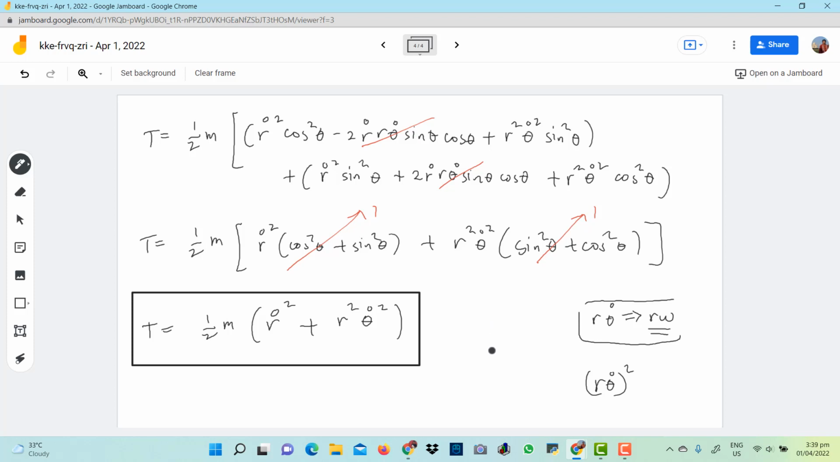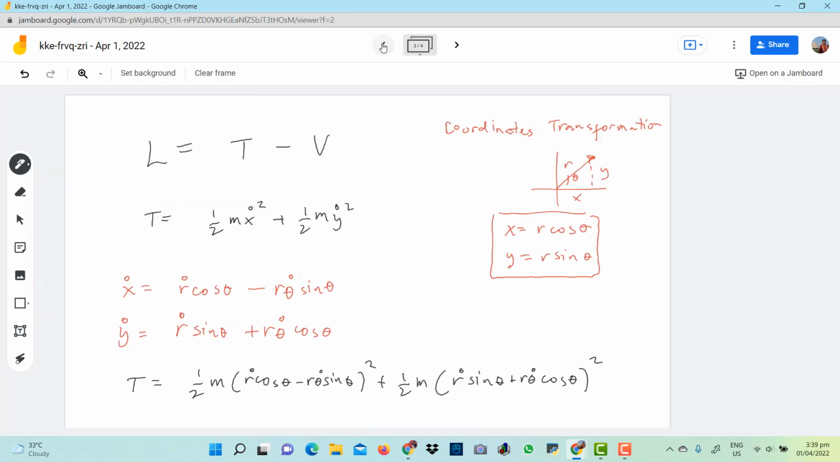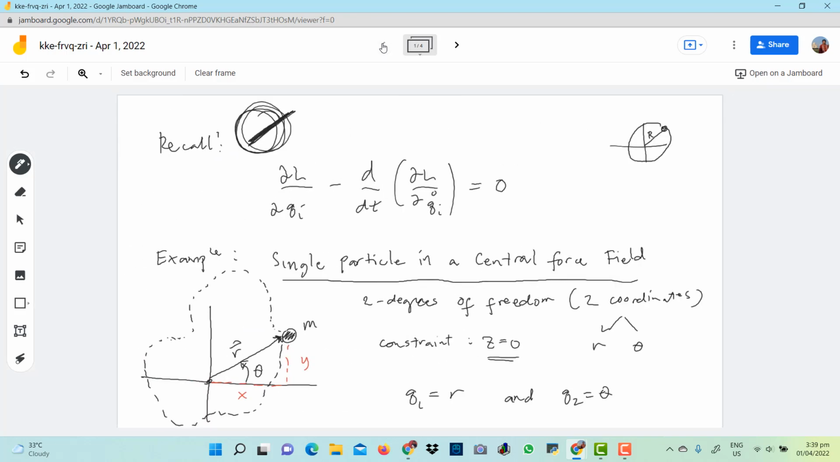And V is not given here. V is just V of R, a central potential. Because we know that in the given problem, your single particle is inside a central force field. And when you say central force field, take note, if you remember, your F is just a function of R. Okay?